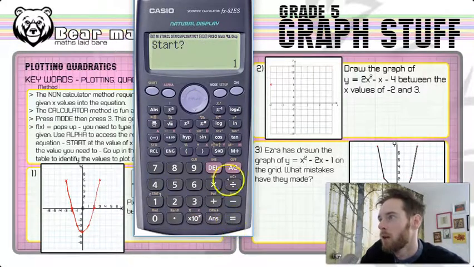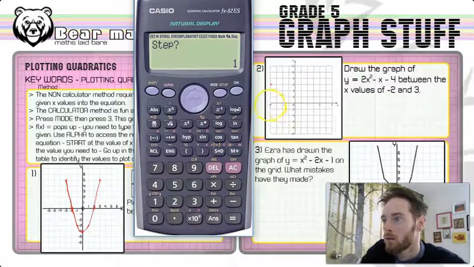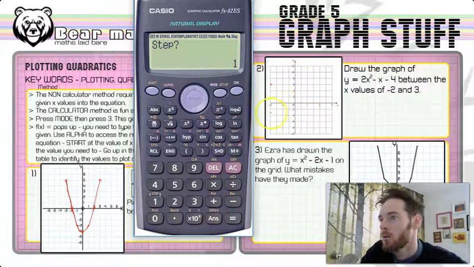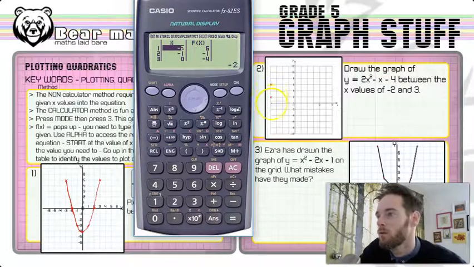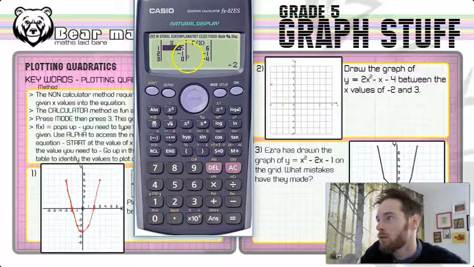Then you press equals. You start at minus 2 because that's the first x value. Press equals. You end at 3 because that's the end point of the x values. And you go up in ones. Even though it's 2 squares for every 1 unit, it's still going up in ones. Now, minus 2 is at 6, like I've already said, because I did that quickly in my head. Right, we've got the rest of the points now straight away.